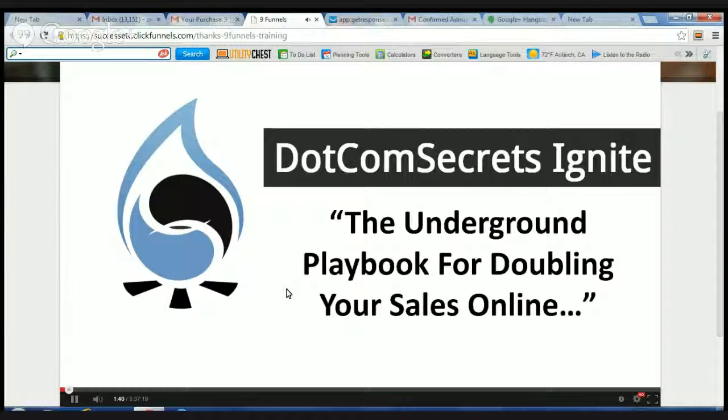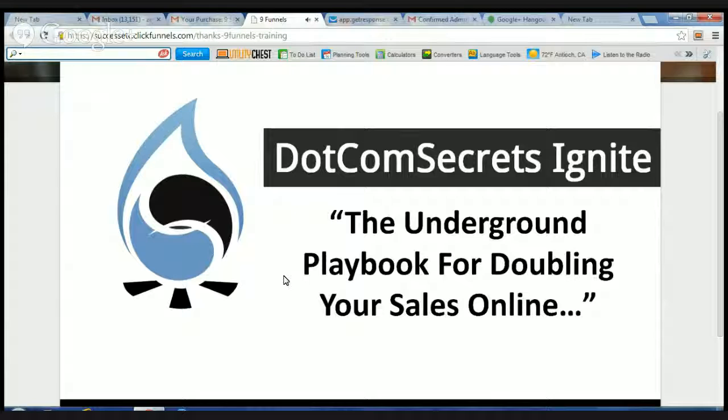The title of this presentation, again, is .com Secrets Ignite. .com Secrets is my company. We call this Ignite because this is the ignition. This is the initial spark you need to really take off any company, any business. If you're just beginning a business, it's the ignition you need. Or if you've got a business and you want to explode it, this is where it begins.